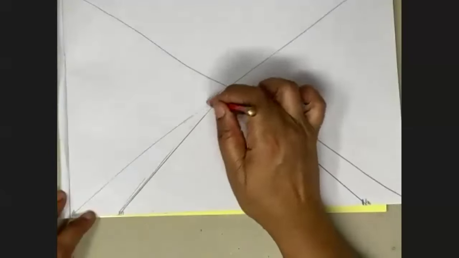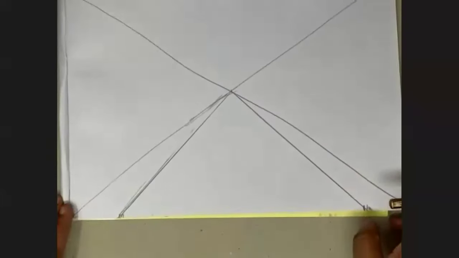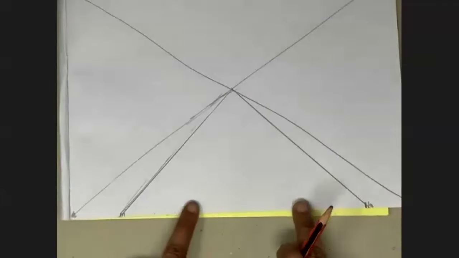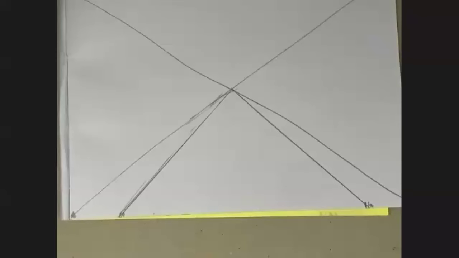Okay, two more lines. This is going to be your road. Now, if you look at the center point, you will be able to feel the depth. To make it look more perfect, we will add trees on both the sides.